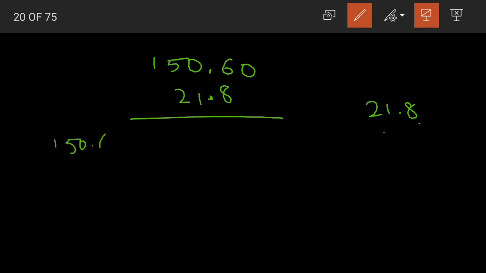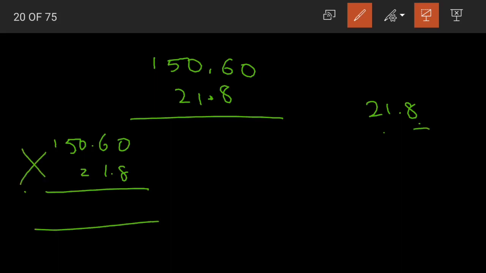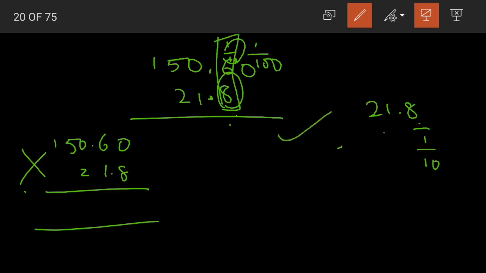Suppose I write like this, 21.8. This will be wrong again. See here, 8 is in 1/10th place. Do you remember the place values? Here 6 is in 1/10th place and 8 is also in 1/10th place. So they are written one below the other. This is correct. But here, 0 is in 1/100th place, whereas 8 is in 1/10th place. So they cannot be written one below the other. This is the correct way.